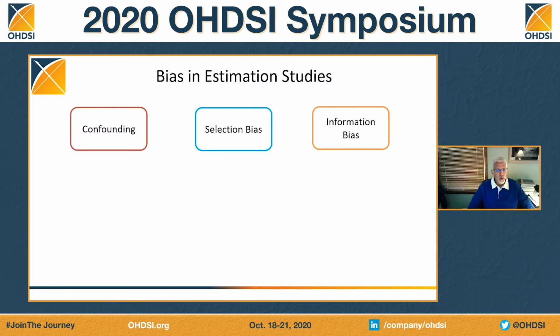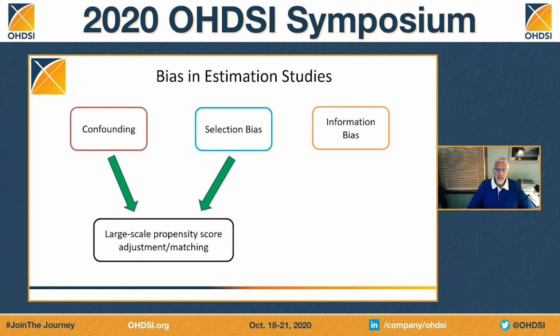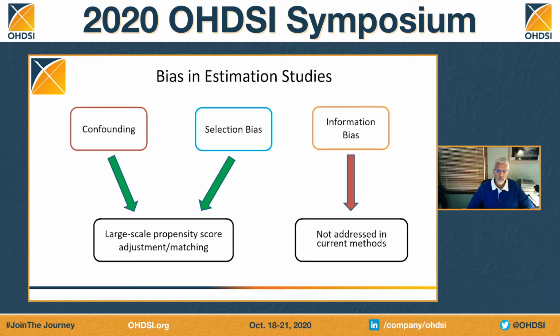There are three main sources of bias in estimation studies: confounding, selection bias, and information bias. OHDSI has analytical tools such as large-scale propensity score adjustment and empirical calibration using negative controls, which aim to reduce error due to confounding and selection bias. But we have not advanced as much in handling the risk of error due to information bias.